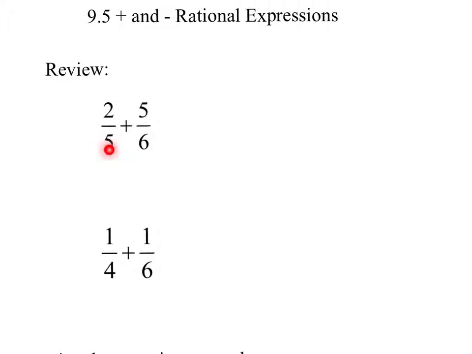So if we look at multiples of 5, we've got 5, 10, 15, 20, 25, 30, 35. And if we've got the multiples of 6, we've got 6, 12, 18, 24, 30, 36. Now they both go into 30, so that's what we want to do. We want to turn them both into 30.